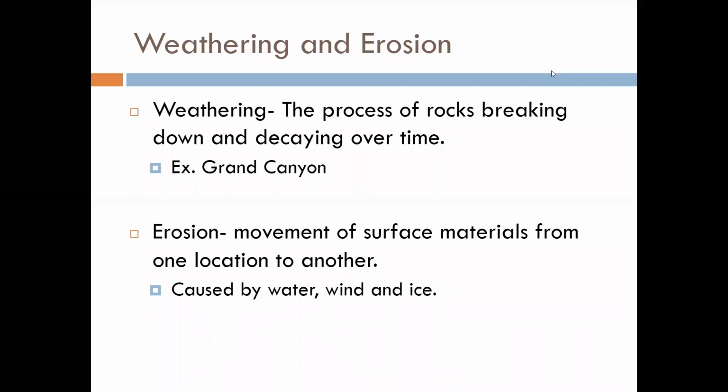Next, we're going to talk about weathering and erosion. Let's start off by defining weathering. This is the process of rocks breaking down and decaying over time. An example of this would be the Grand Canyon. That is a result of weathering, the breaking down of rocks and decaying over time.